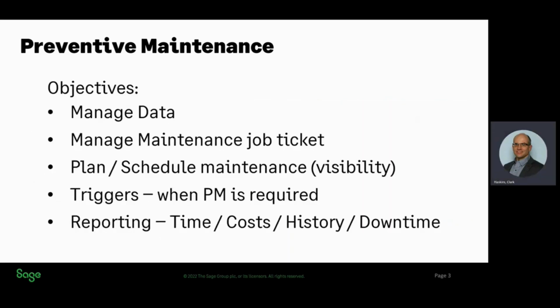The objectives of preventive maintenance are to manage data. The data related to a maintenance task, maintenance component inventory, maintenance-related resources and equipment, and the associated costs. Another objective is to manage the maintenance job ticket. The job ticket will identify the maintenance task or tasks that need to be performed, by whom, what components are required to complete the task, and then capture the cost of the maintenance task, both the planned and the actual.